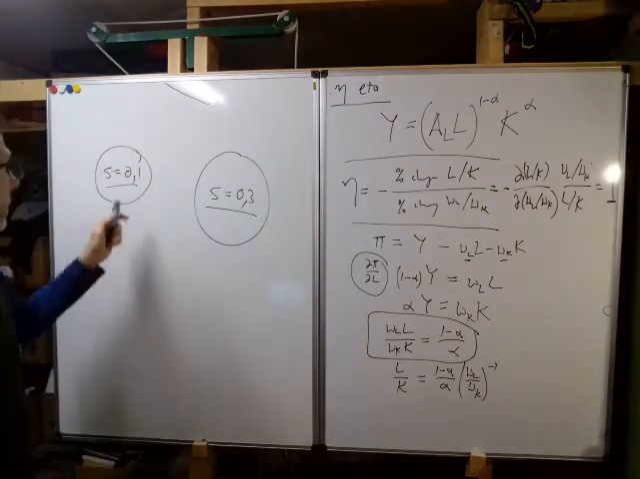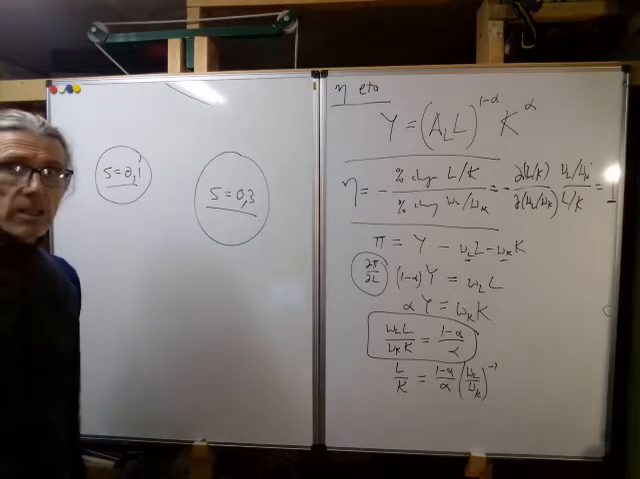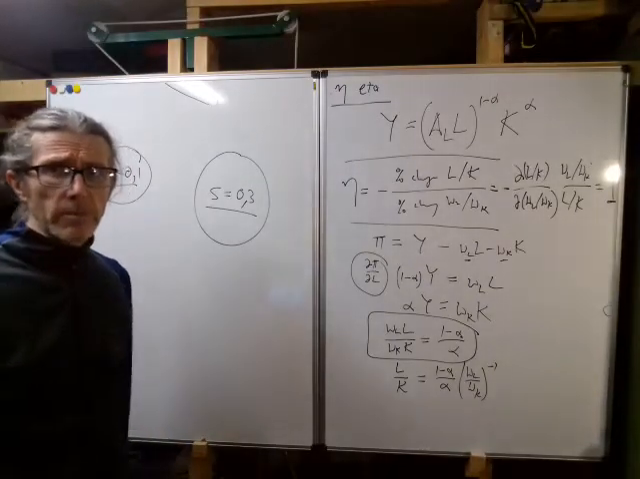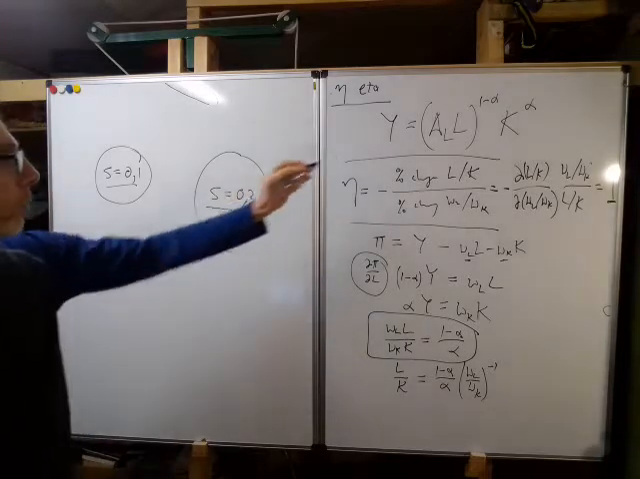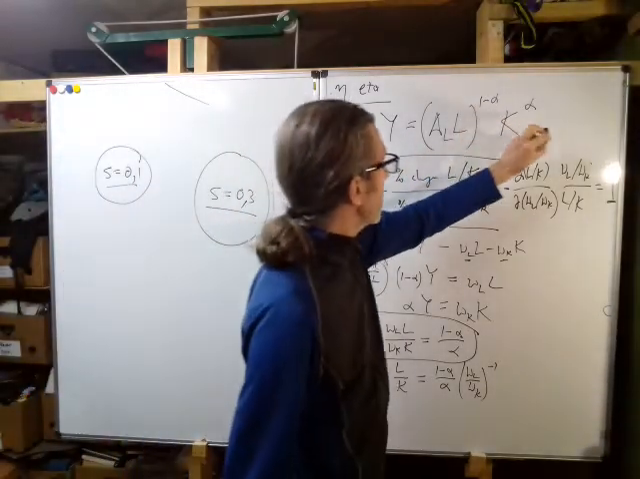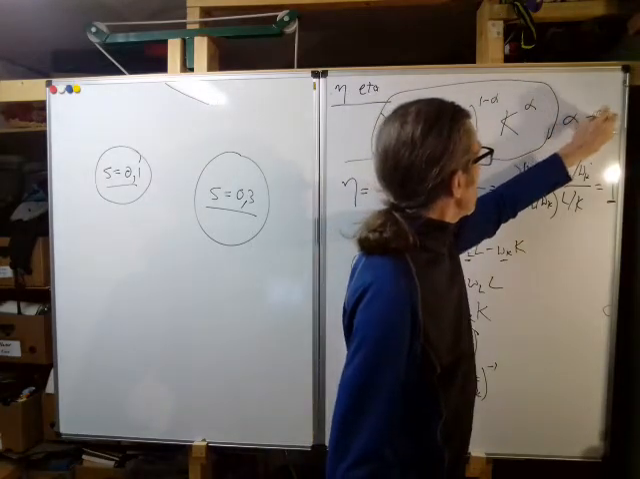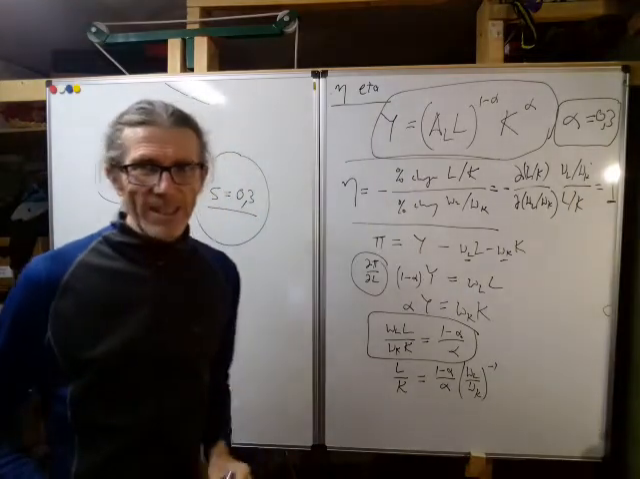So you think this one is saving a lot more, so it should build up a bigger capital stock and get richer. But how much difference will it make when we have this production function and alpha is 0.3? Think about that.